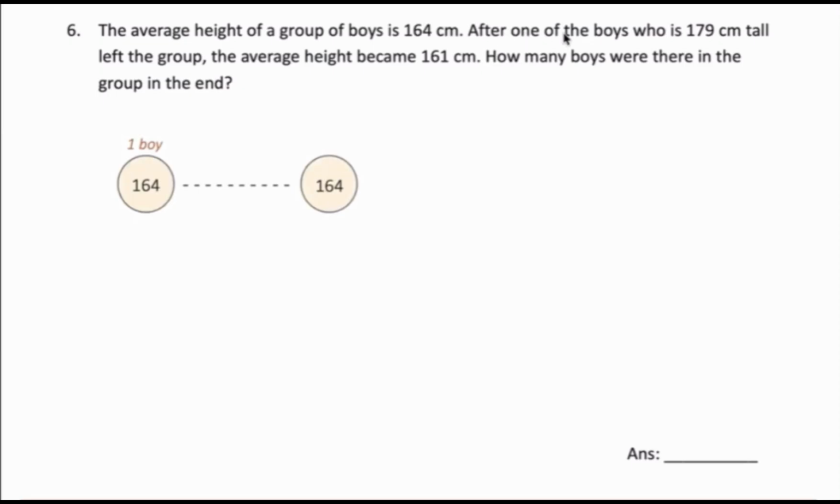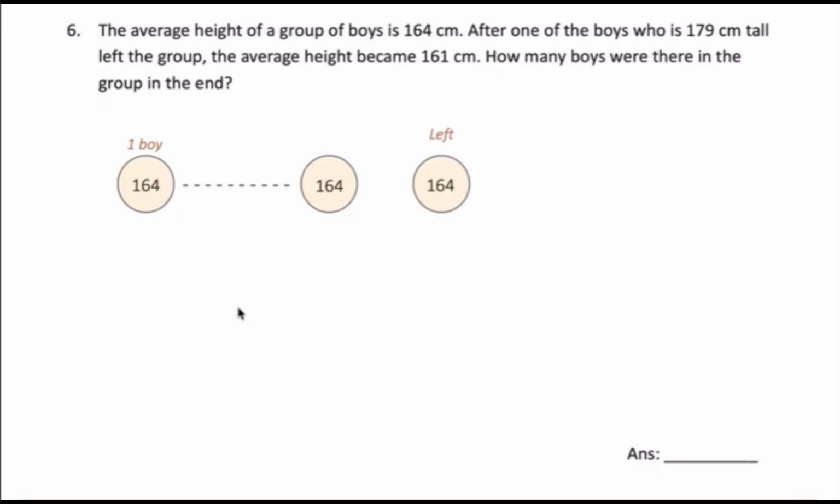Now, one of the boys who is 179 centimeter tall left the group. Okay, so I'm going to draw this. This boy left the group. So you can imagine all these are the original number of boys. This plus this one, this boy is the original group of boys. But this one, I put it out separately because this boy left the group. Okay? All right? This is how you can draw it.